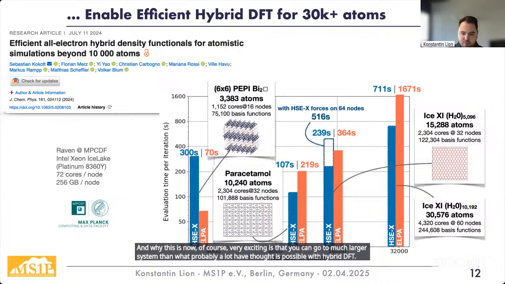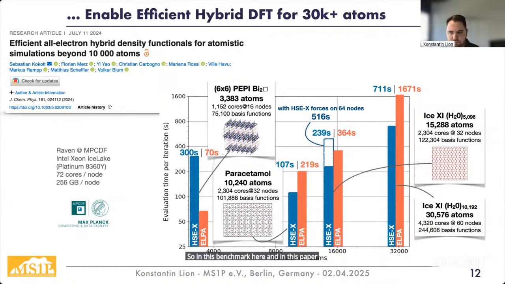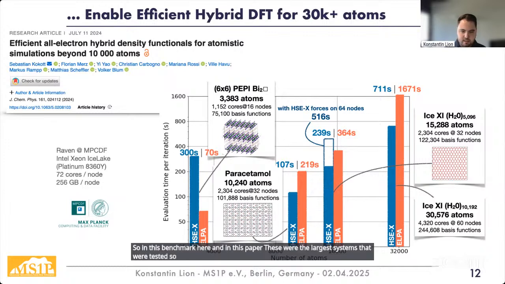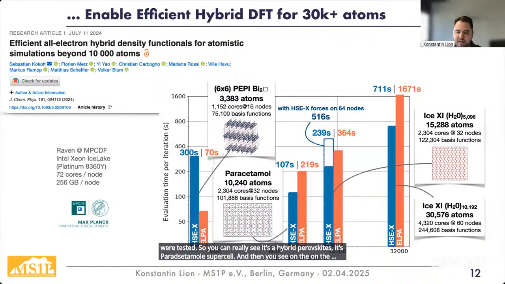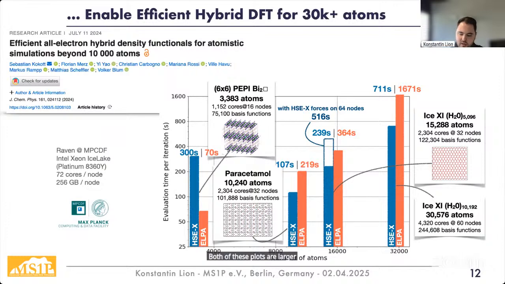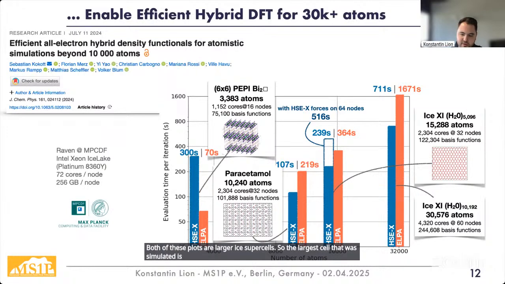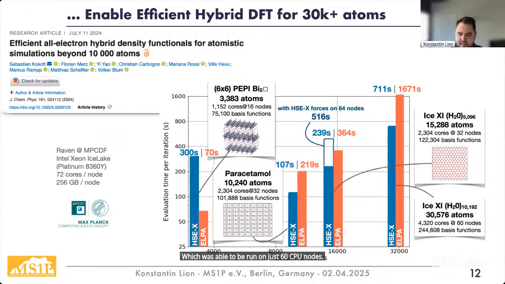So in this benchmark here and in this paper, these were the largest systems that were tested. So you can really see it's hybrid perovskites, it's a paracetamol supercell, and then you see on the right side, both of these plots are larger ice supercells. So the largest cell that was simulated is an ice supercell with over 30,000 atoms. So that's almost 250,000 basis functions, which was able to be run on just 60 CPU nodes. So I think that's already quite amazing.